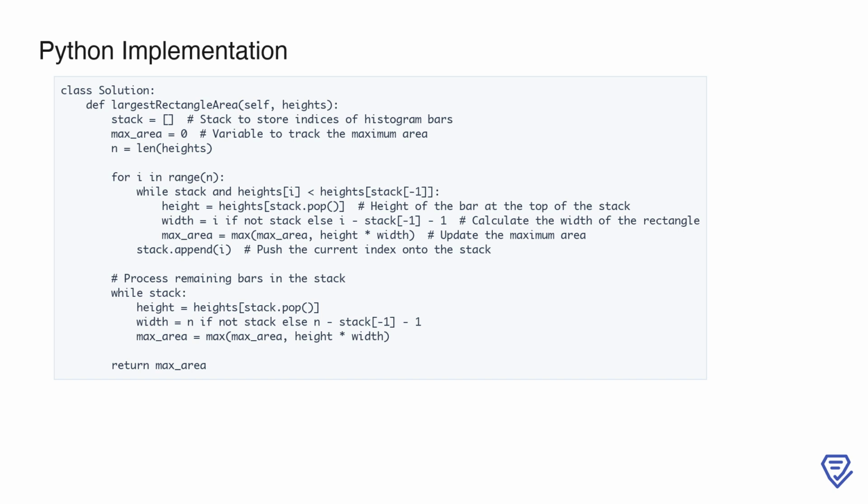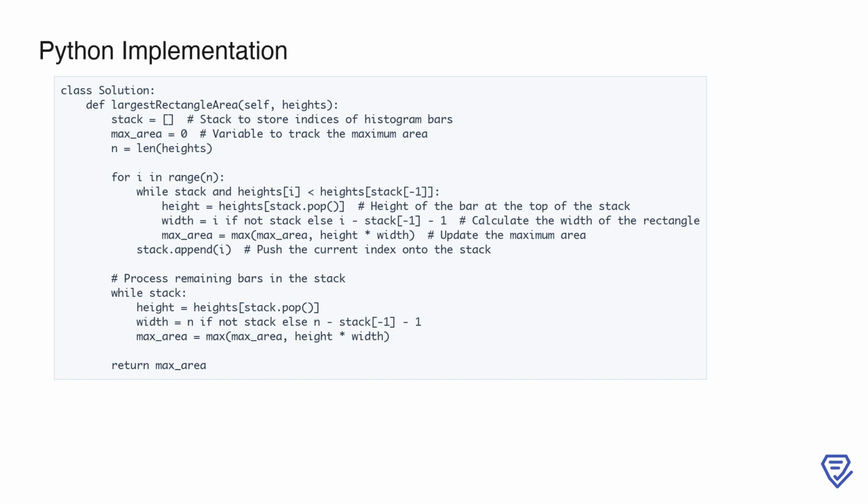Inside the while loop, the top index is popped from the stack, and the rectangle's height is determined using heights[stack.pop()]. The width is calculated as i if the stack is empty, indicating the rectangle spans from the start, or as i - stack[-1] - 1 otherwise. The rectangle area is then calculated as height * width, and max_area is updated if this area is larger than the previous maximum. After processing, the current index i is pushed onto the stack.